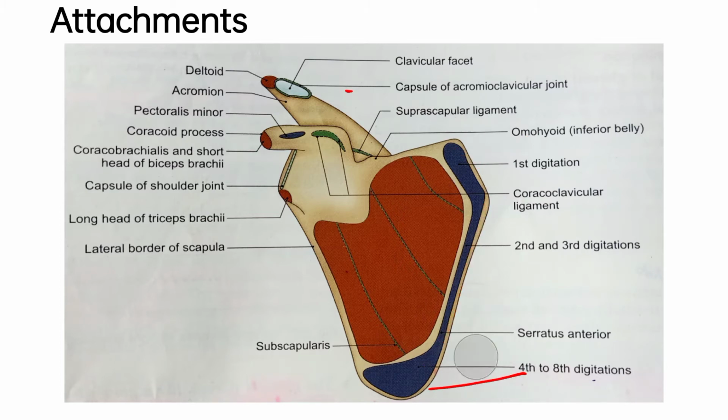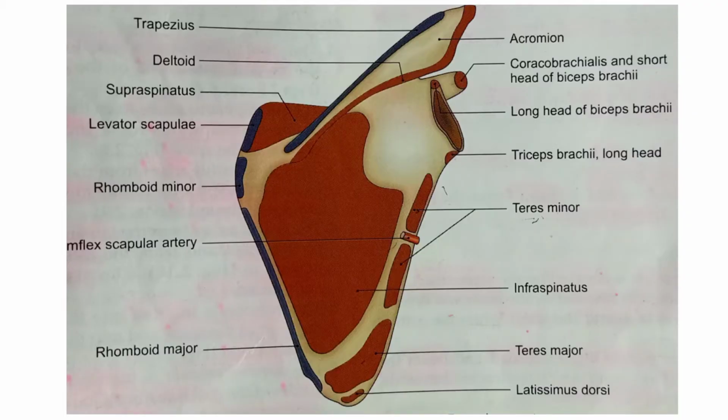Now we'll see biceps. Long head of biceps arises from the supraglenoid tubercle. See here, this is glenoid cavity, right? This is supraglenoid and this is infraglenoid. Just like we saw, this is crest of spine of scapula; above it is supraspinatus and below is infraspinatus. Same way, this is glenoid cavity. We have here supraglenoid tubercle and infraglenoid tubercle.